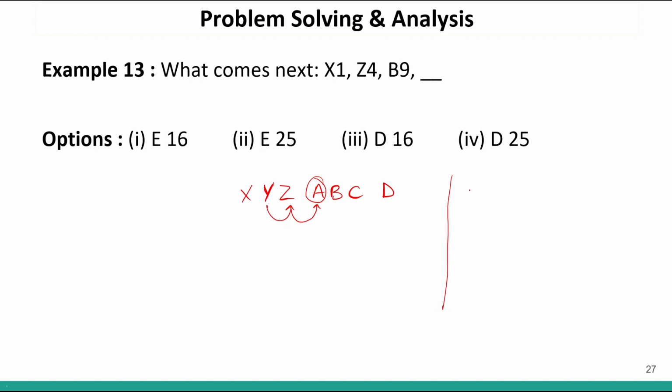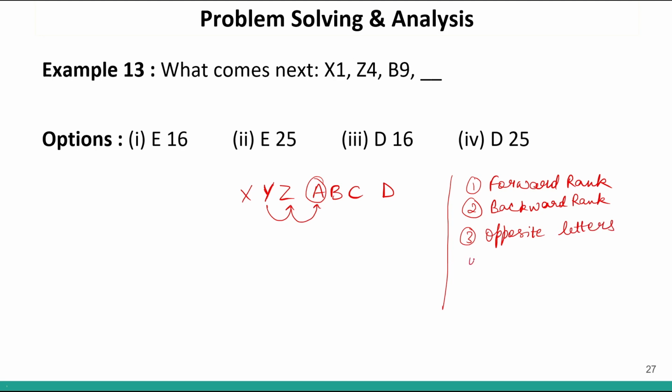So we discussed 4 concepts. First was forward rank. Then we discussed backward rank. Then we discussed opposite letters. And then we discussed the concept of loop. Correct? So these 4 concepts are very common, very handy whenever we deal with sequences, whenever we deal with coding, decoding. These 4 you should know by heart.